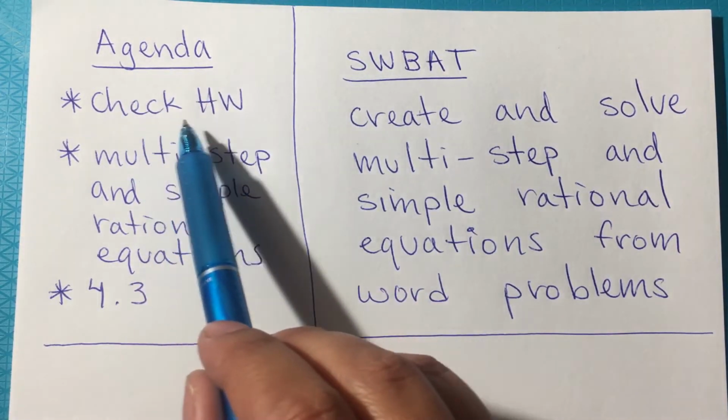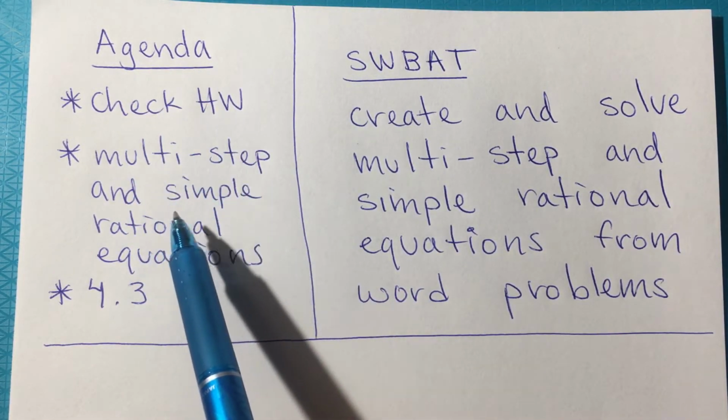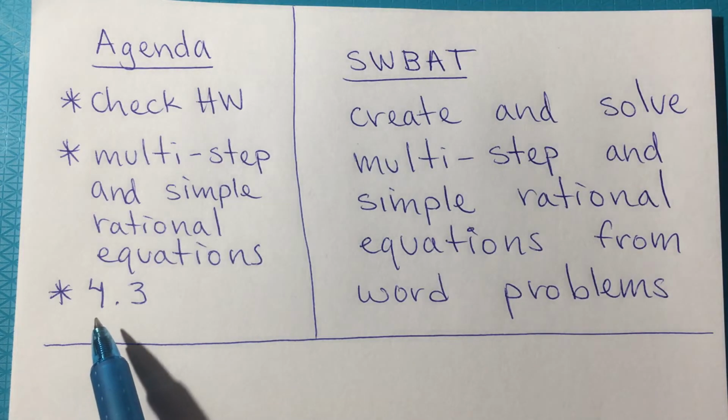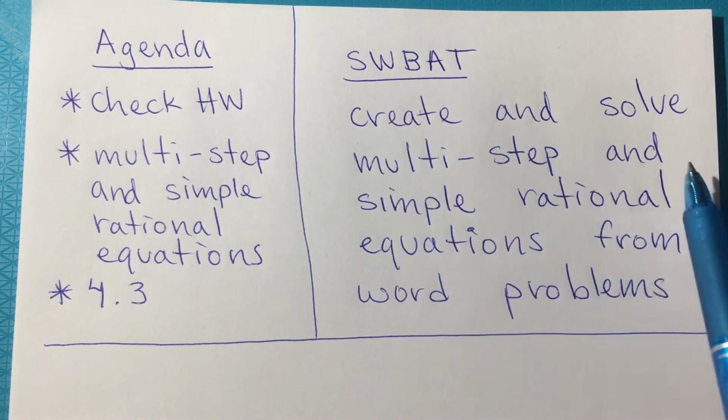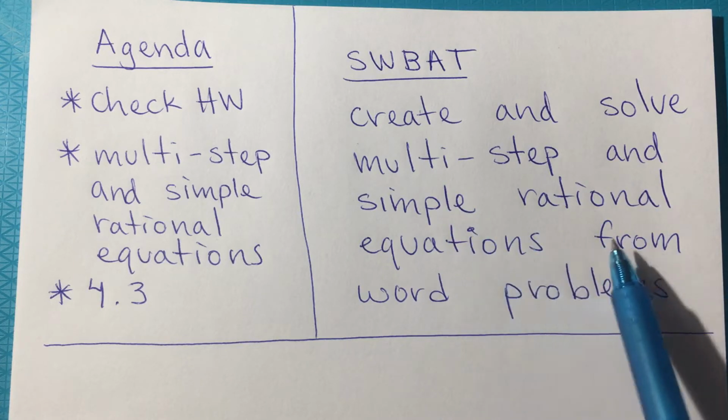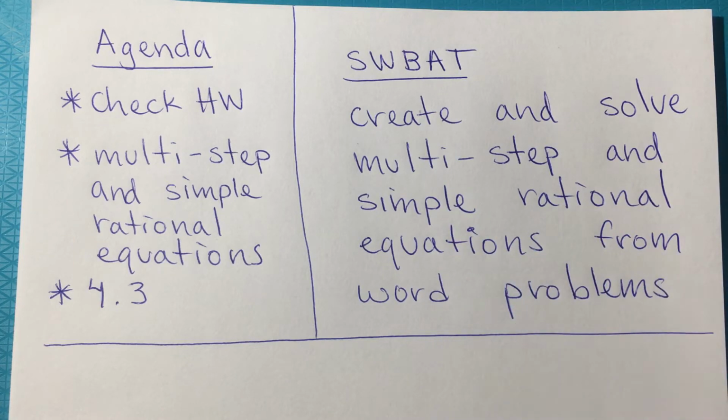Hello students, today's agenda is to check homework. We'll be learning about multi-step and simple rational equations, and you will be able to do 4.3. Today, students will be able to create and solve multi-step and simple rational equations from word problems.